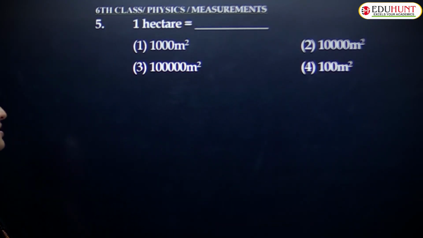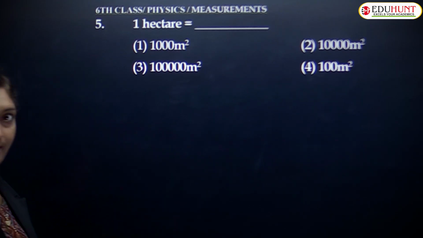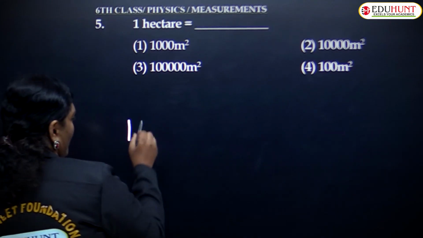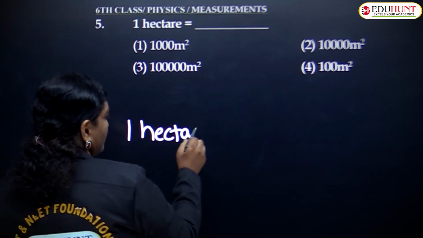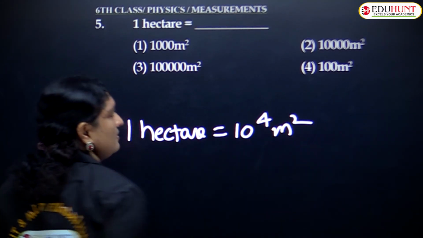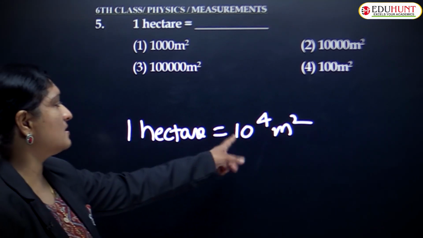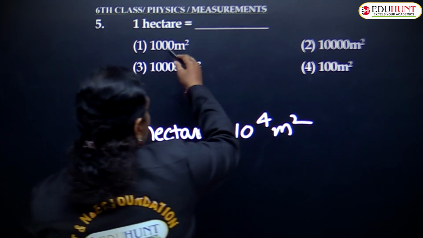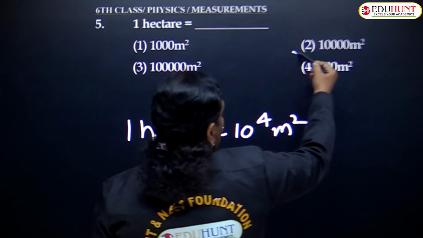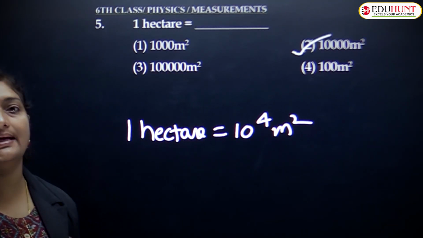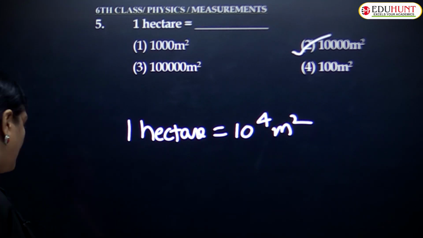Next, 5th question. 1 hectare equals to, I already told you, I have repeated it a number of times. So, I hope you remember this. Okay. So, 1 hectare is equal to 10 power 4 meters square. Isn't it? So, 10 power 4 means 1 followed by how many zeros? 4 zeros. So, your answer is 10,000 meters square. 1 hectare is equal to 10,000 meters square.